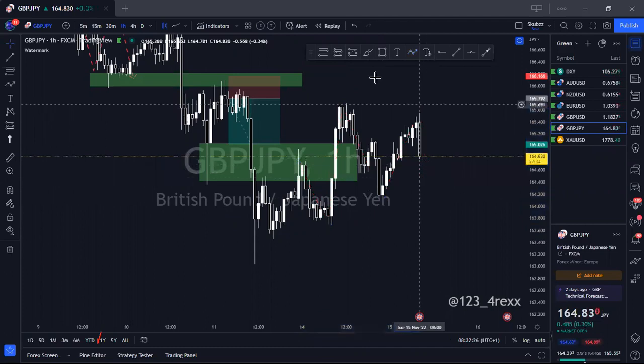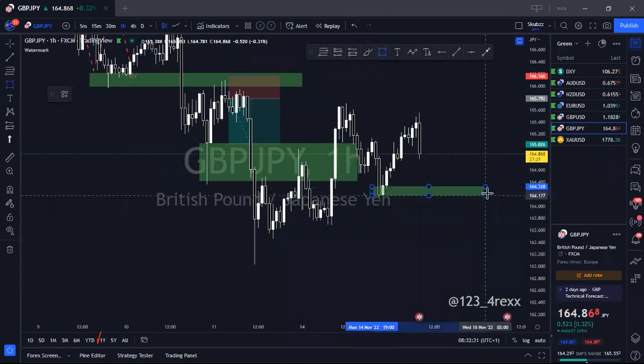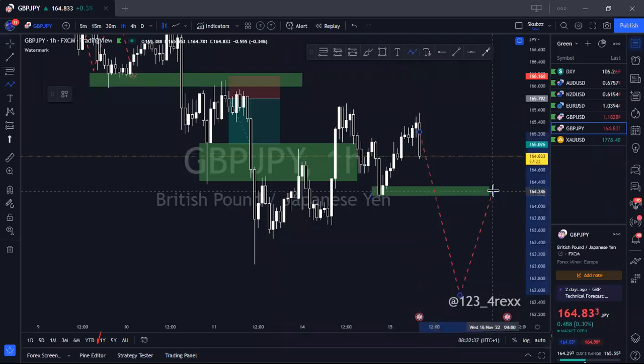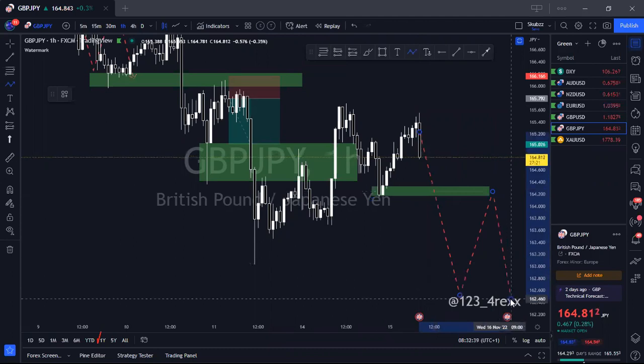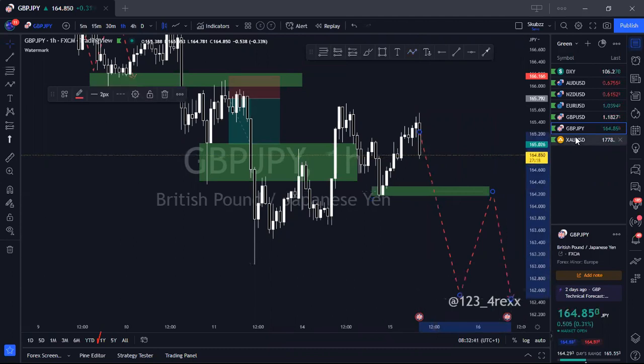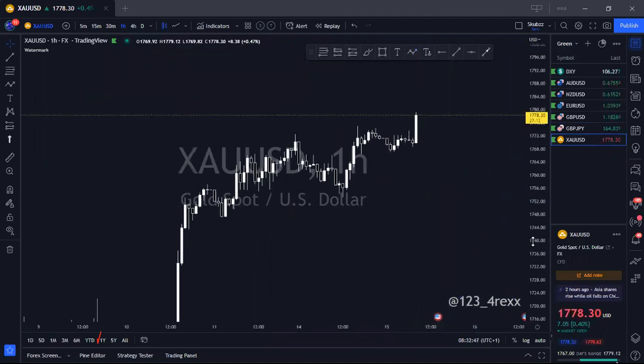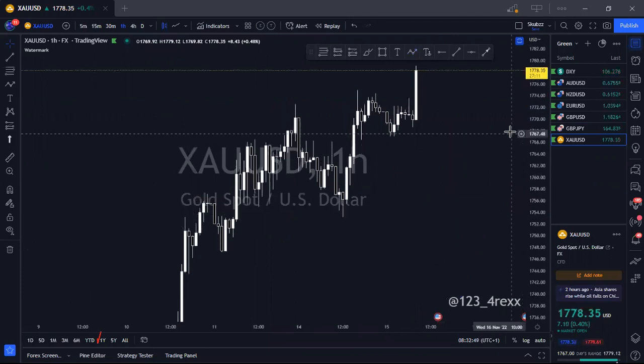So let's wait and see if we're going to have a break of structure around this level here. If we get a break of structure around this level, then we start shifting bearish, and then we can actually look for it. So that's what I'm looking at from GBP.